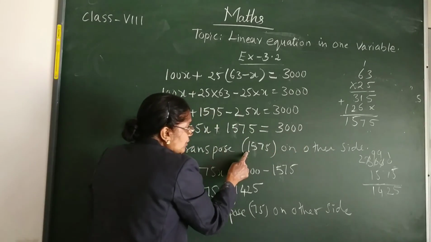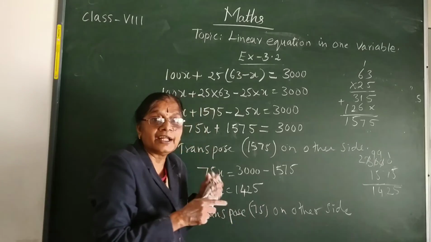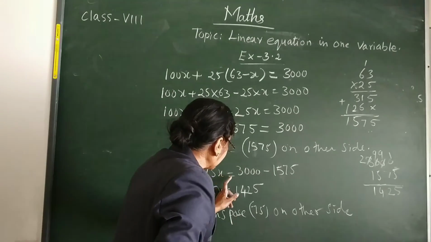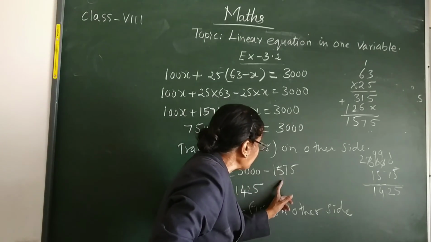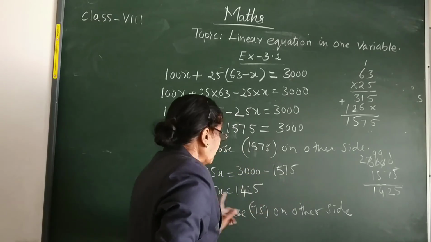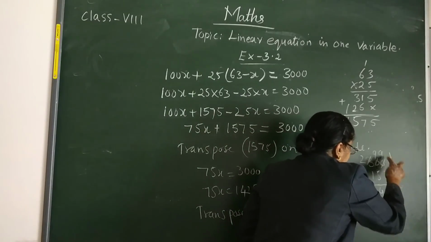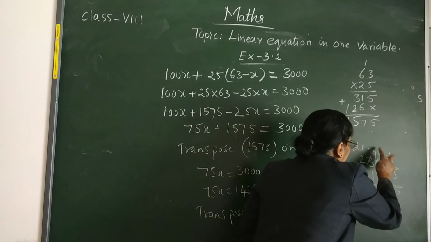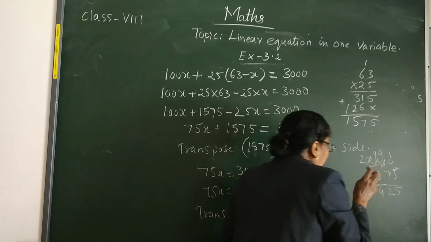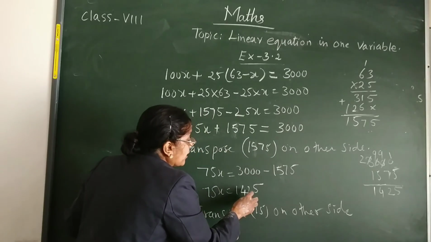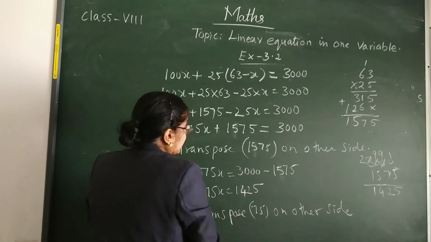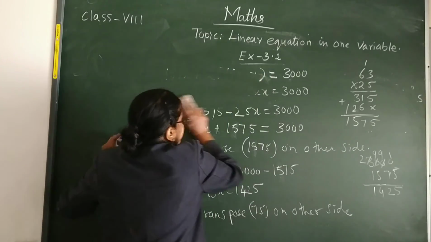I transpose 1575 to the other side. So what shall I get? 75x is equal to 3000 minus 1575. I have done the subtraction here: 10 minus 5 is 5, 9 minus 7 is 2, 9 minus 5 is 4, 2 minus 1 is 1. So I got 1425.